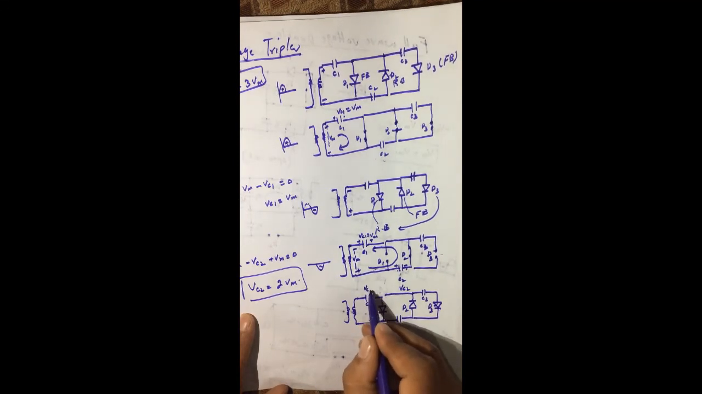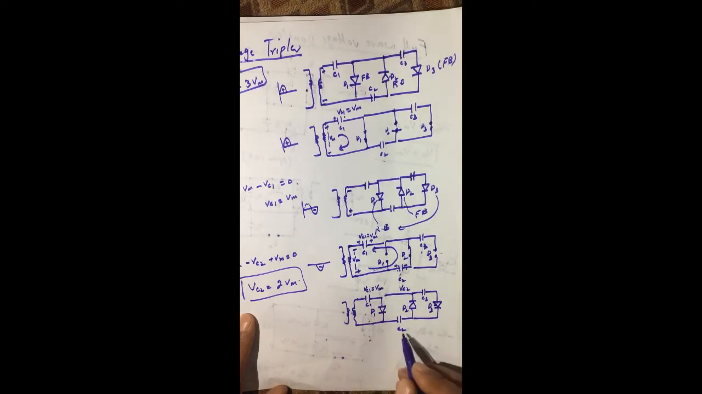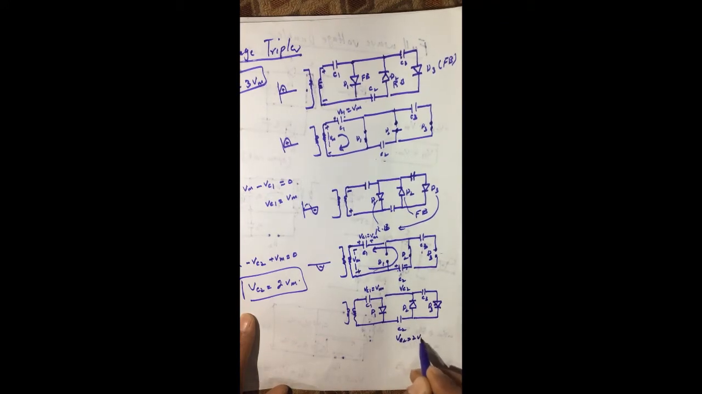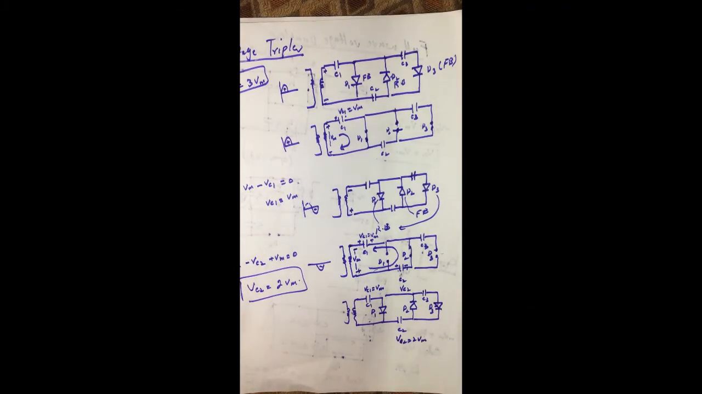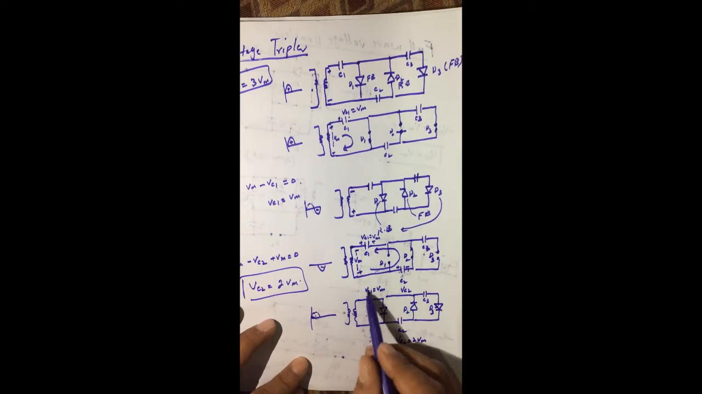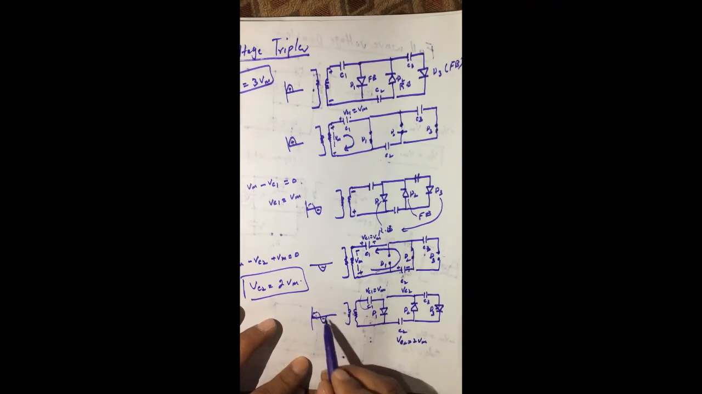C1 is charged to its maximum value, and the voltage across this one is Vm. C2 is also charged to its maximum value, and the voltage across this capacitor Vc2 is 2Vm. Now during the next positive half cycle, like in the first positive half cycle, this capacitor charged to its maximum value. In the negative half cycle, this capacitor C2 charged to its maximum value.